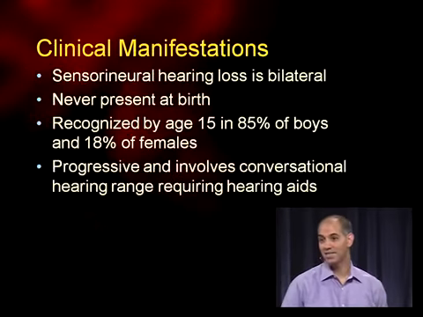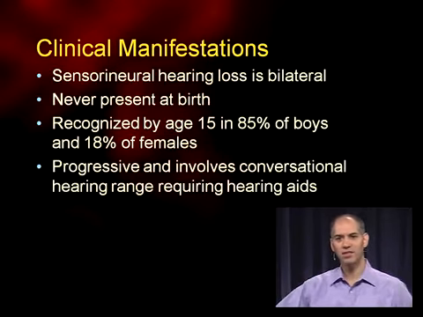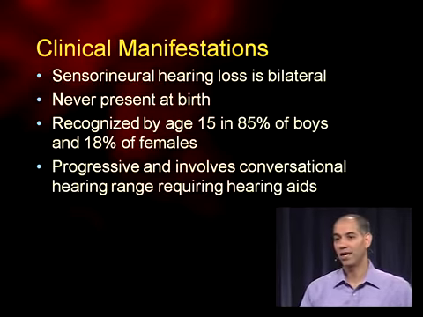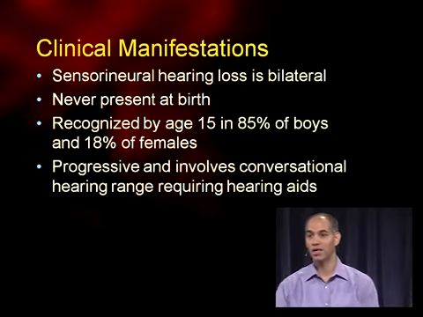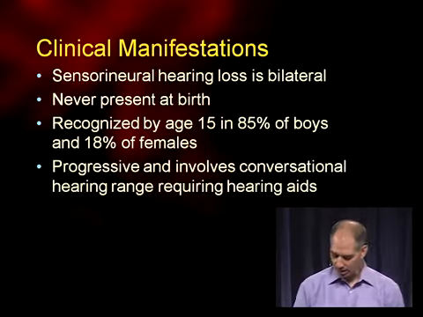Now, the hearing loss is bilateral, and it's not present at birth. So these kids usually pass their newborn screening exam, but by the time they're in high school, about 85% of boys with Alports will have noticeable hearing loss. It is progressive. It is at frequencies that are involved in human speech, and so they will often need hearing aids.